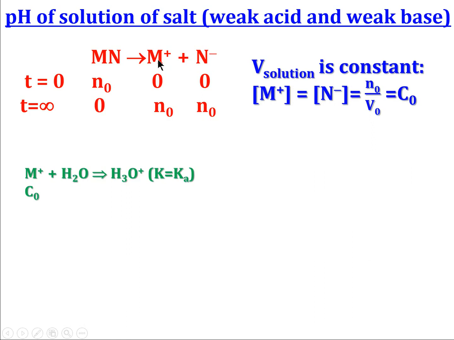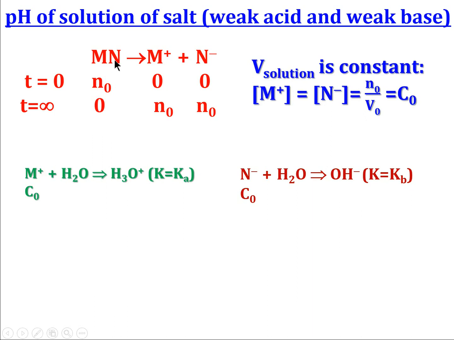Since M+ is not a spectator ion, it will interact with water to produce H3O+, and K of this reaction is equal to Ka of the couple M+. In the same way, N- will interact with water to give OH-, and K for this reaction is equal to Kb of the couple N-.